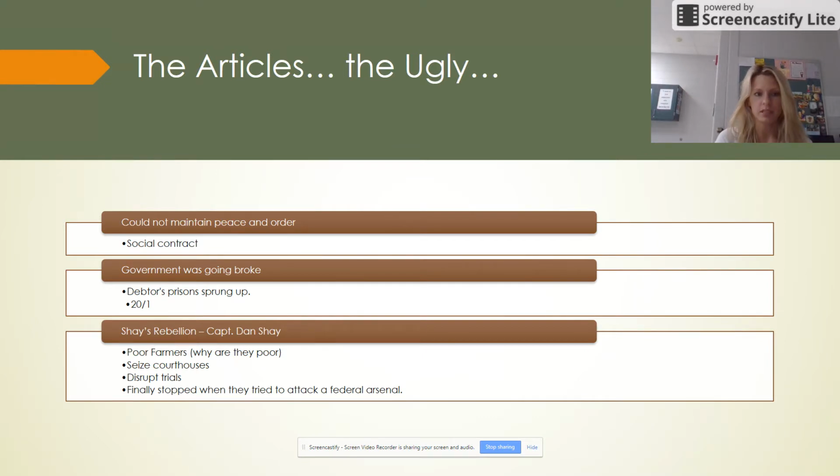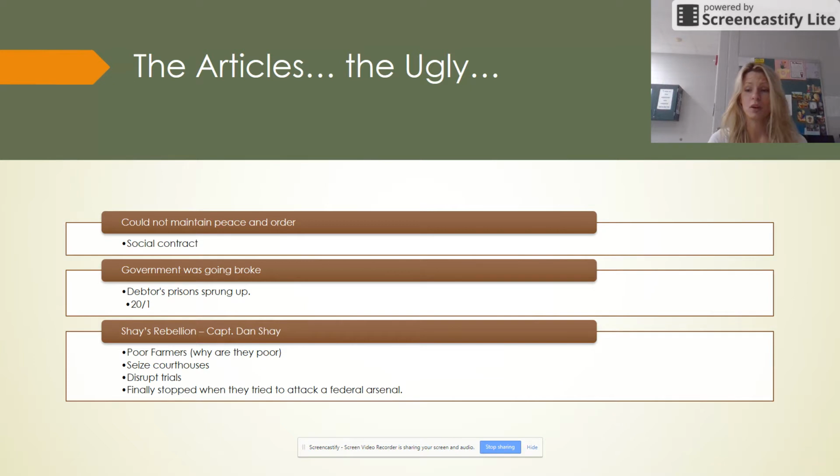There are debtors' prisons springing up. People are so poor they can't pay back their debts. Twenty prisoners are in there for debt, one prisoner is in there for murder or stealing a horse or something like that. So there are poor people everywhere. One of the reasons why people are so poor is because they had fought in the Revolutionary War and never gotten paid by the government. So we have a lot of veterans that come back and they get no money.